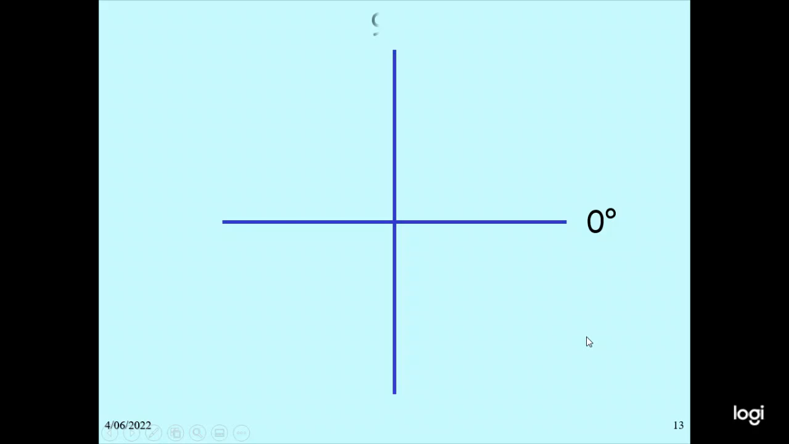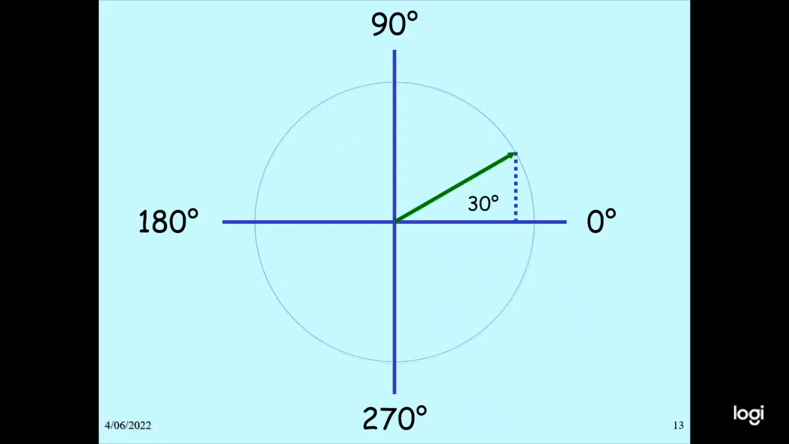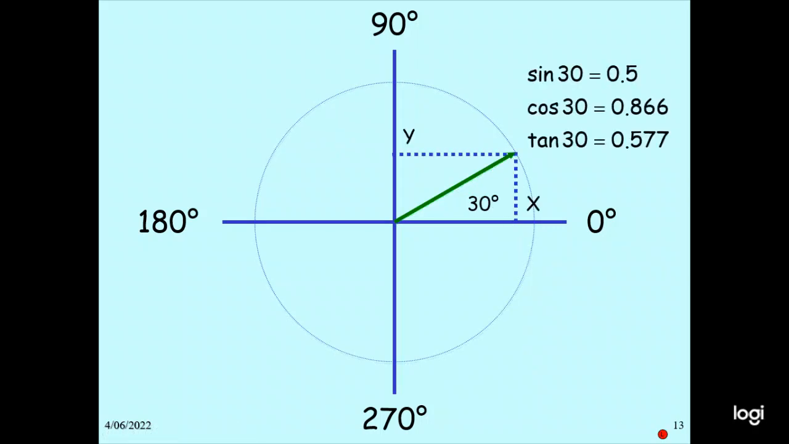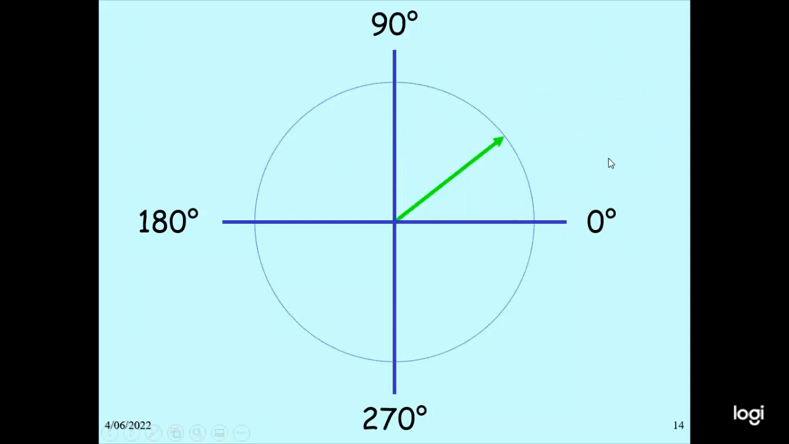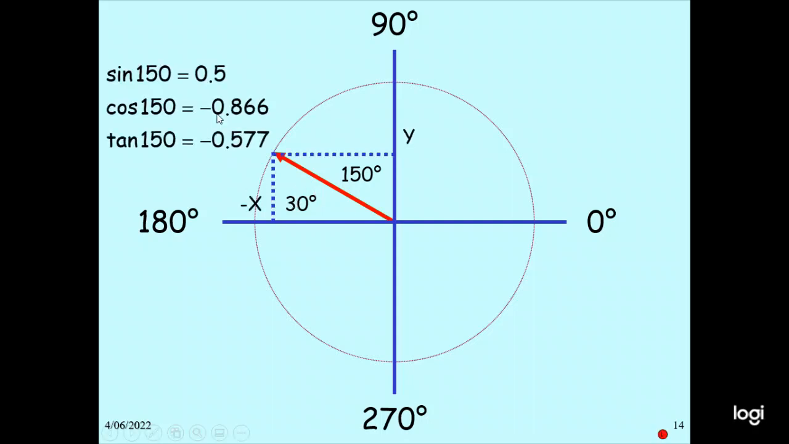So there is 0, 90, 270, 180 degrees, so this is the 0 degree here. Then rotate it, this is plus 30 degree. Sine 30 is 0.5, cos 30 is 0.86, tangent 30 is 0.577. So this will be at 150 degree. So sine 150 is 0.5, cos 150 is minus 0.86, tangent 150 is minus 0.577.